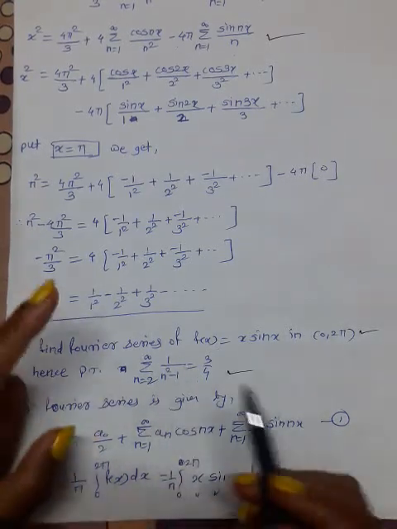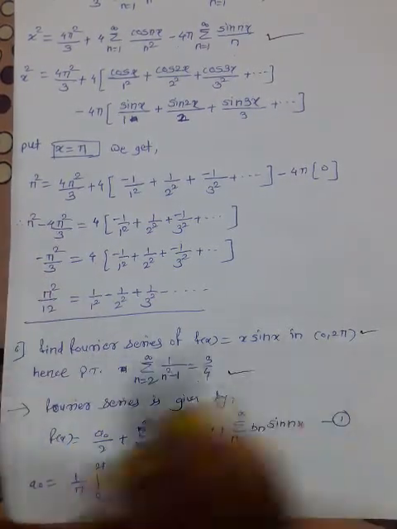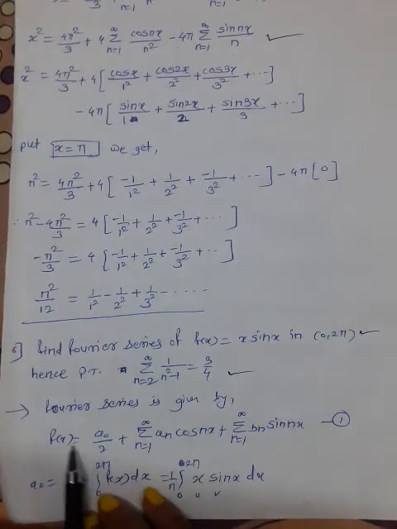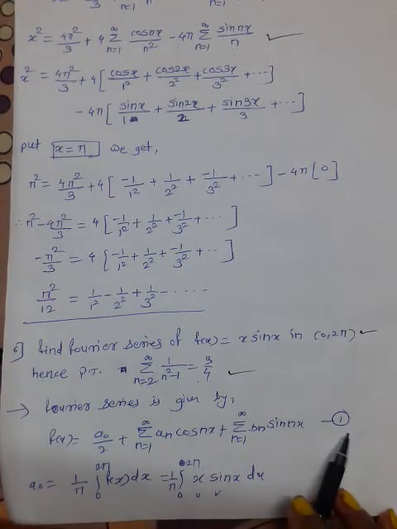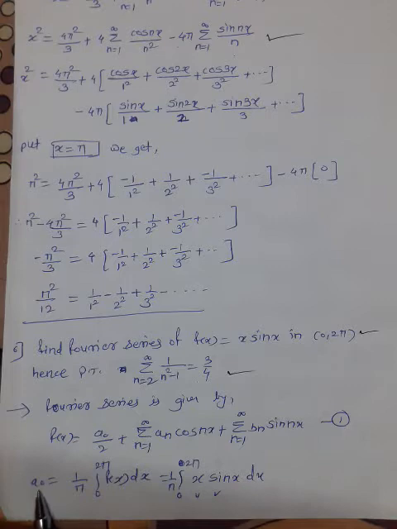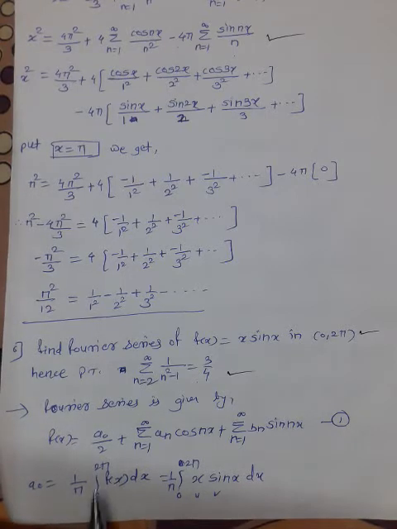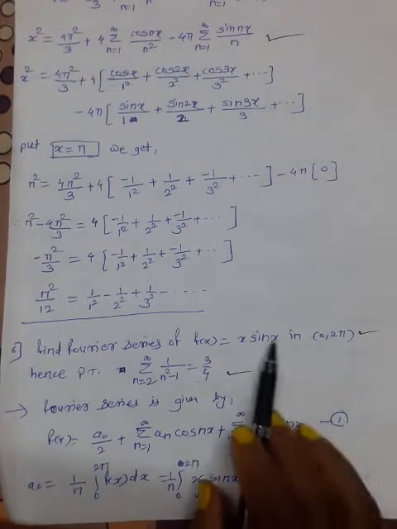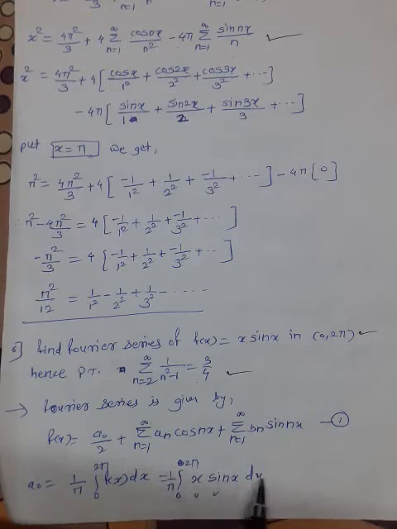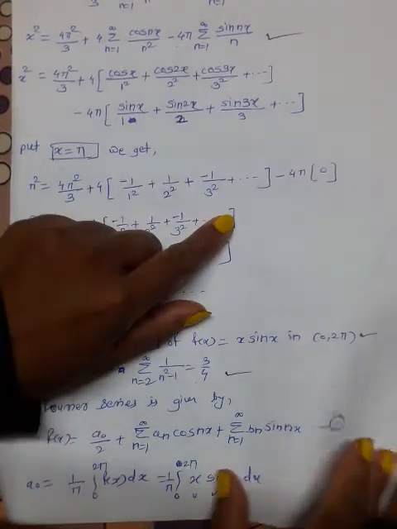Let us start with the Fourier series for this function. Fourier series is given by, this is the formula we know, call that equation number 1. Now start with a naught. A naught is 1 upon pi integral 0 to 2 pi f(x) dx. What is f(x)? x sin x into dx. Again the u into v rule we are going to apply.